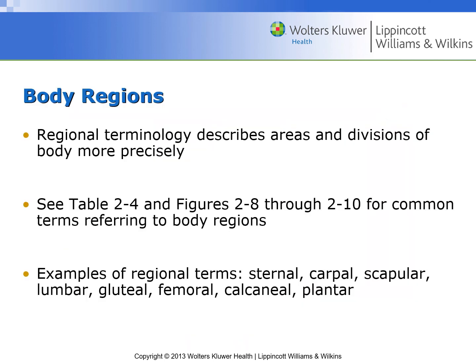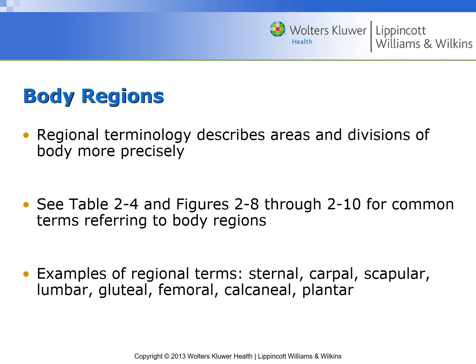So with respect to body regions, regional terminology describes areas and divisions of the body more precisely. And you will see in table 2.4 and figures 2.8 through to 2.10 that there are common terms used to refer to body regions. And examples of regional terms are sternal, carpal, scapula, lumbar, gluteal, femoral, calcaneal, and plantar. And we will go into more detail in terms of what each of these different terms mean.